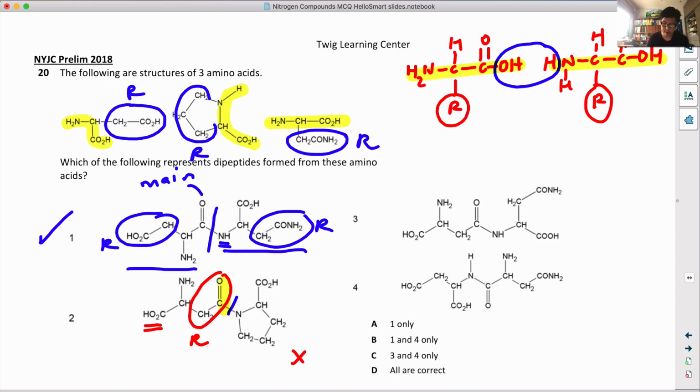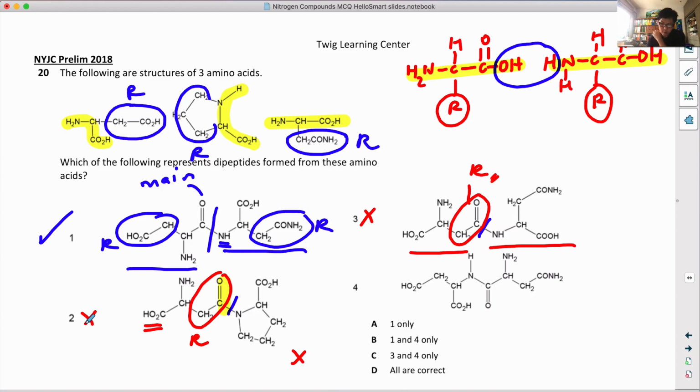So let's look at three. I'm just going to draw a line here first. Again, you realize that this part is actually from the R group. So this is one amino acid, this is another amino acid, but for this amino acid, they use the R group here. So this is also wrong. Okay, let's look at the last one.